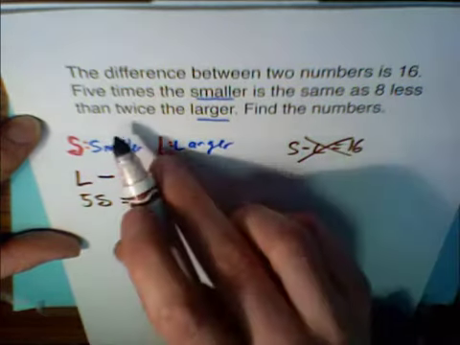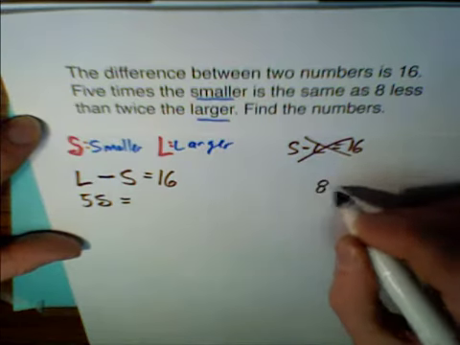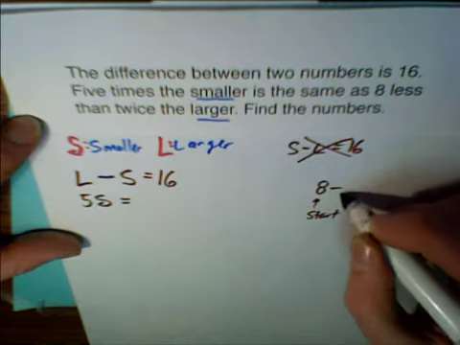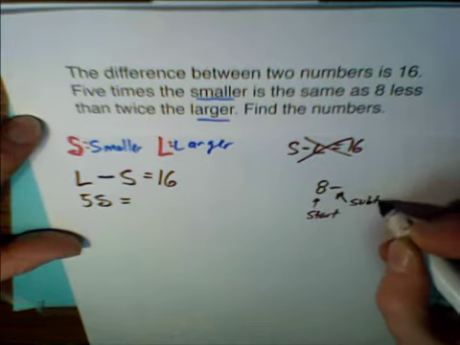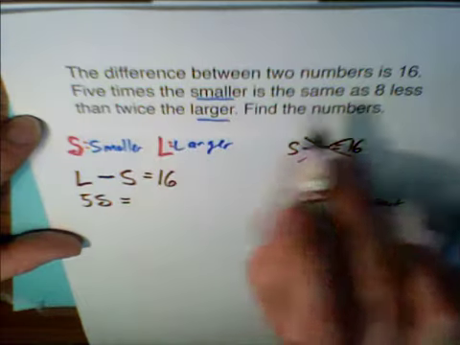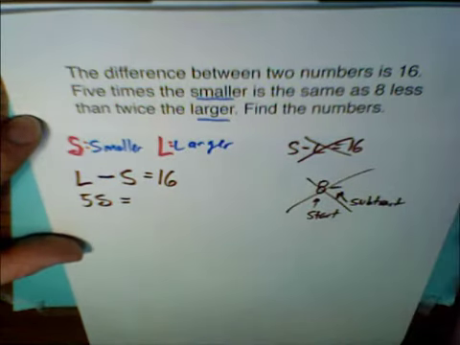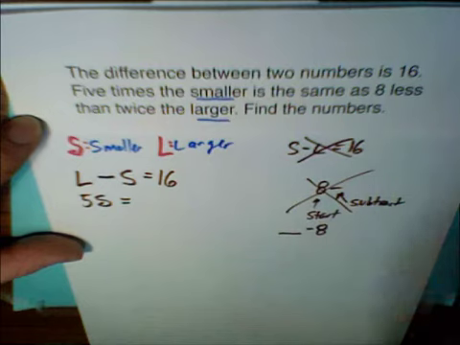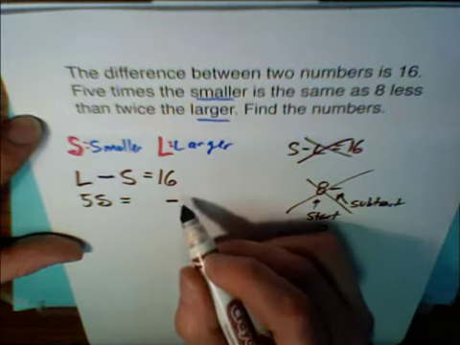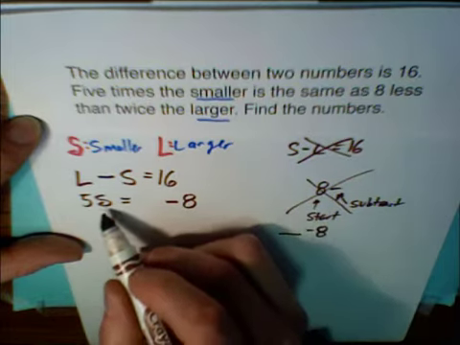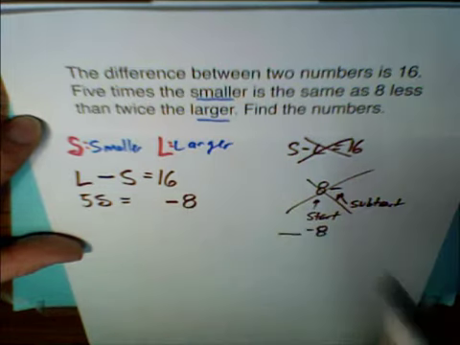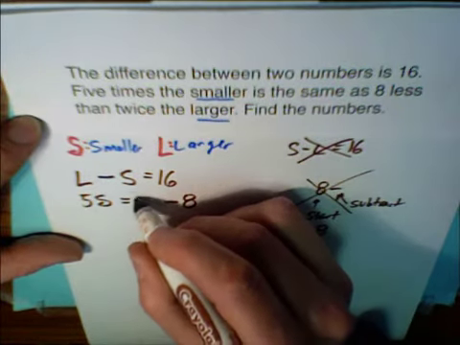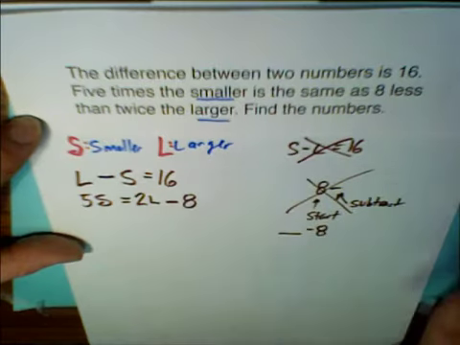8 less than. Now again, if we were to do 8 minus something, this means we start with 8 and then we subtract. But again, 8 less than, that's not correct. We want to start with something and then subtract 8. So we're going to say blank minus 8. 5S is something minus 8. 8 less than what? 8 less than twice the larger, 2L.